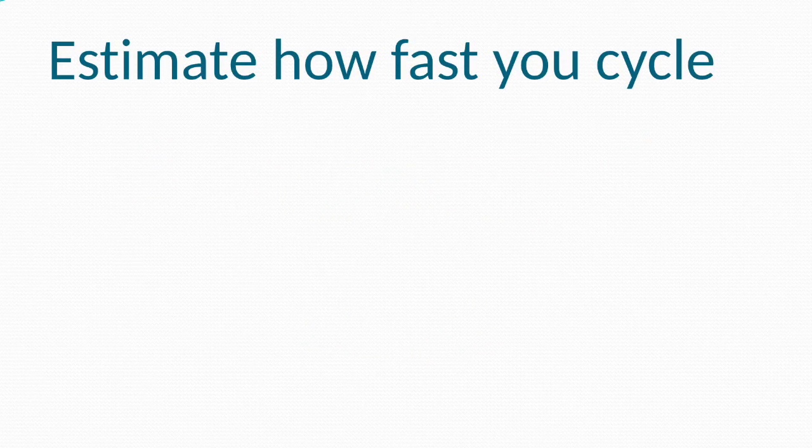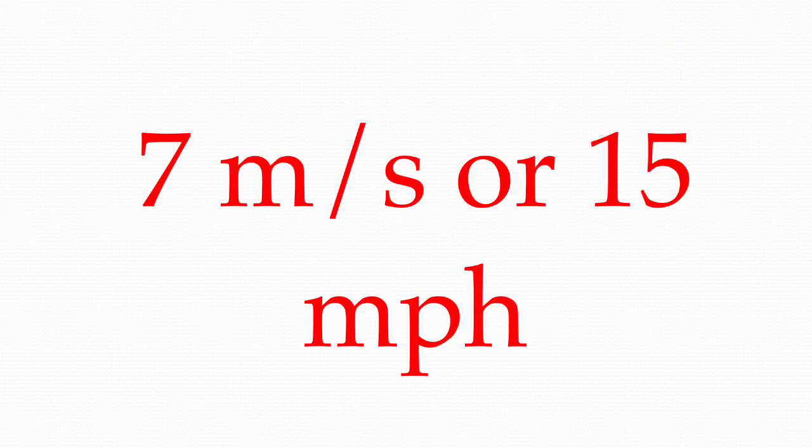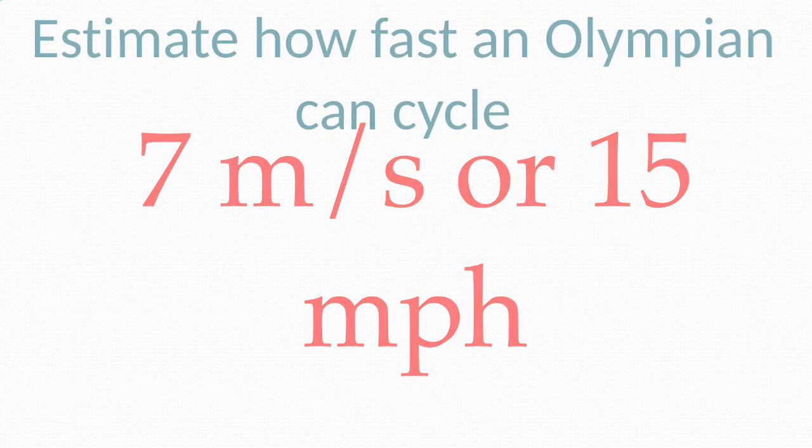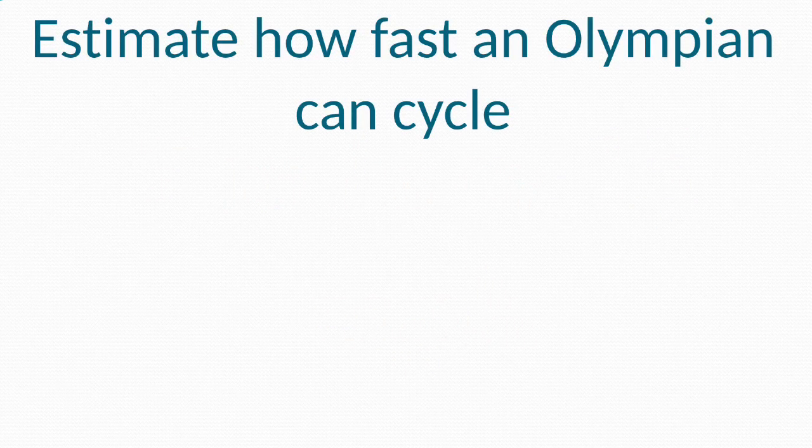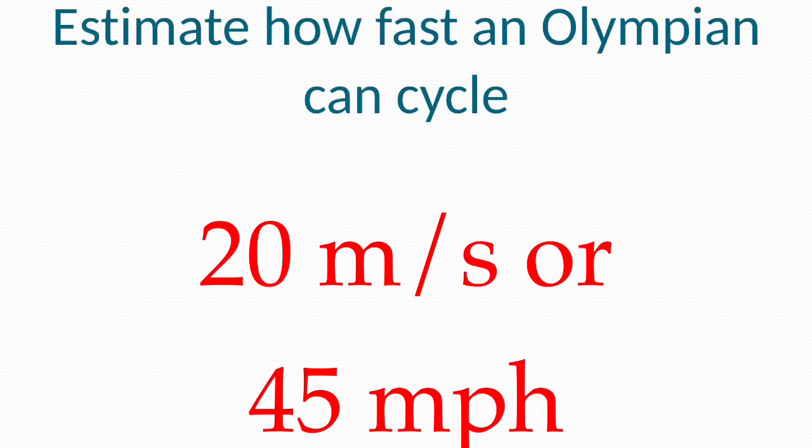Now you're going to try and estimate how fast you could travel on a bike. Again, it's only an estimate, so don't worry if it's not exactly the same answer that I get. A reasonable estimate might be about 7 meters per second for an average cyclist. Now I'd like you to try and estimate how fast an Olympic cyclist might be able to travel. An Olympic cyclist could travel up to 20 meters per second.